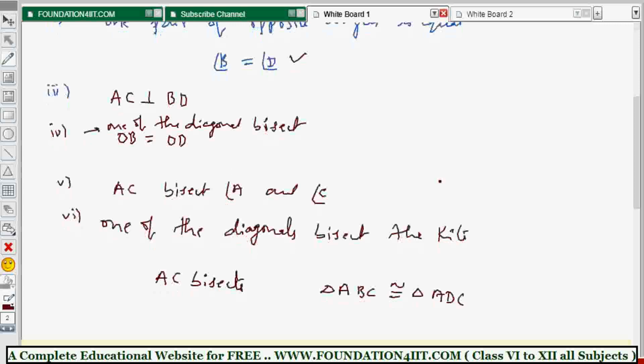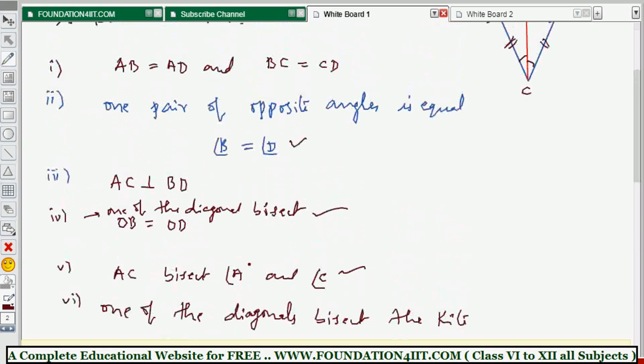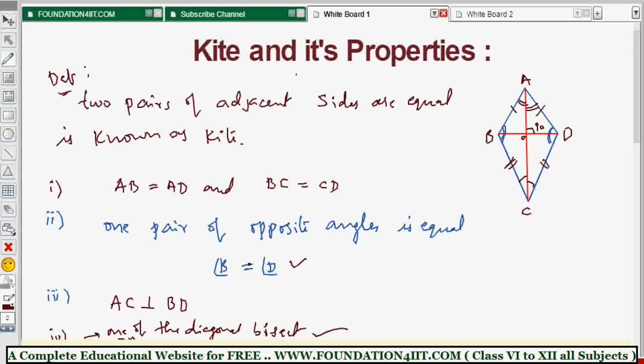So all the properties you observe: only one of the diagonals will bisect the particular angles, and one of the diagonals bisects the kite. So only one of them. These are the important properties you should remember for the kite. Based on these properties, along with the diagonal properties of the square, rectangle, rhombus and trapezium, we can do various theorems also. So let us see, one by one, how we can solve theorems using these properties.